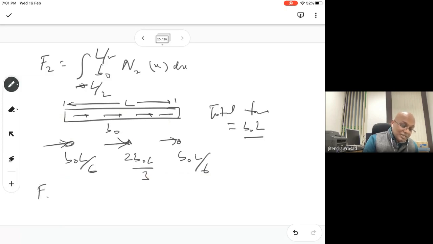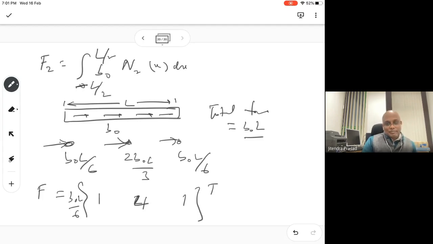So F3 will be equal to this. So the F vector is given to be b naught L over 6, and then you have 1, 2, maybe 4 here, and then 1, transpose of that. Okay, and then you solve it. Given that, you can solve it.